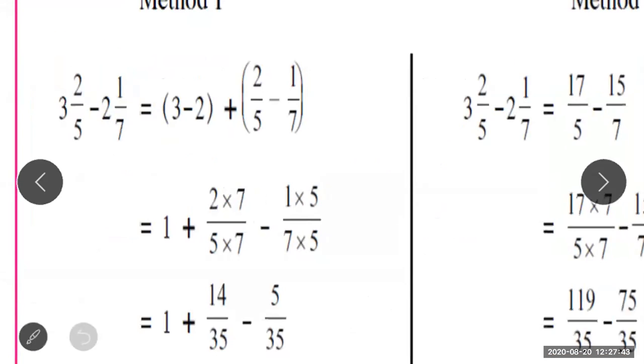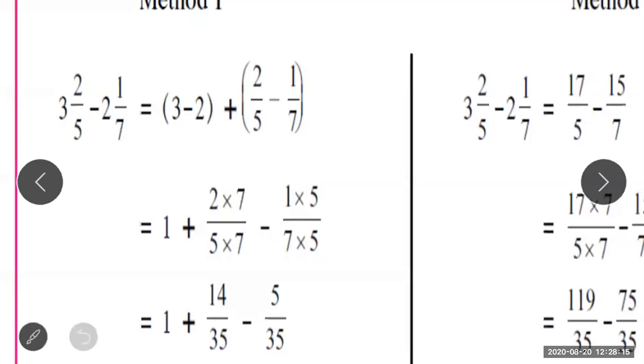Now the second question is 3 and 2 upon 5 minus 2 and 1 upon 7. Here, first was our addition of the integral part. But here we have a subtraction sum, so what do we have to do? We have to subtract it. We are not going to add it, because we added in the previous question. But here we are starting with the subtraction, so we have to subtract it.